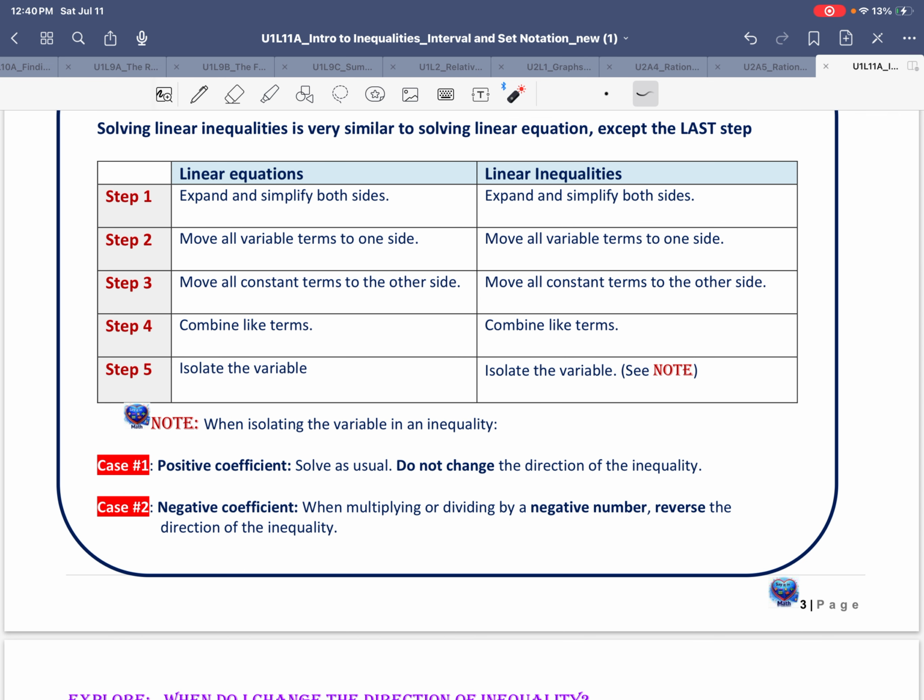Number 1, if the coefficient of the variable is positive, then we solve the inequality exactly as you would solve an equation. So there are no changes to it. But if the coefficient happens to be negative, you must reverse the direction of the inequality symbol when you multiply or divide both sides by that negative number. Let's see why this rule is necessary with a simple numerical example.